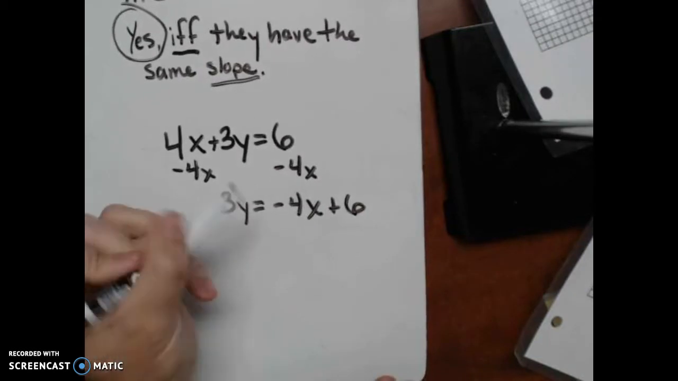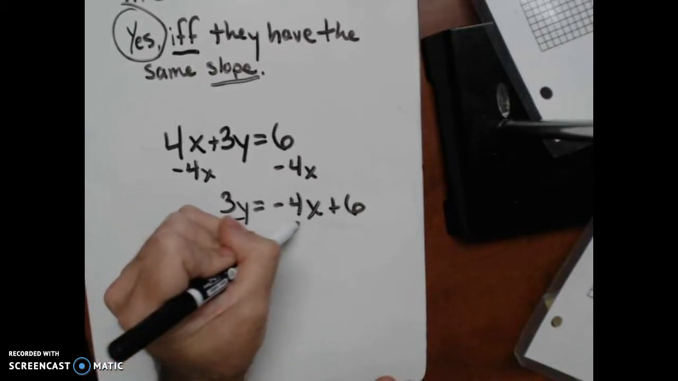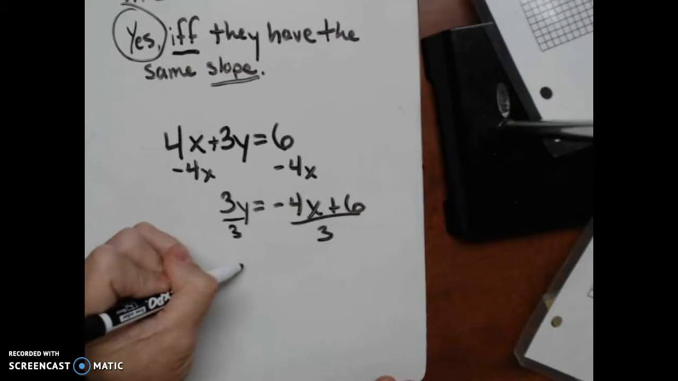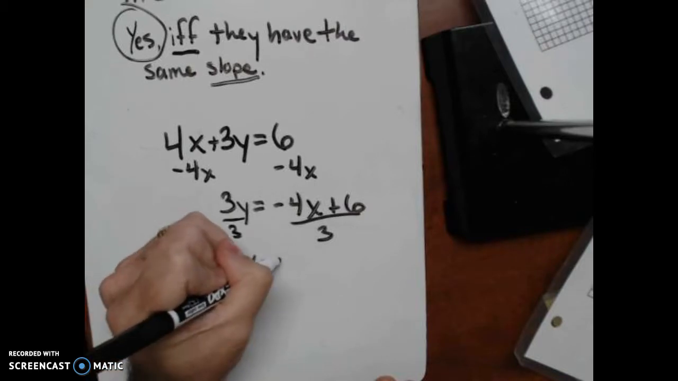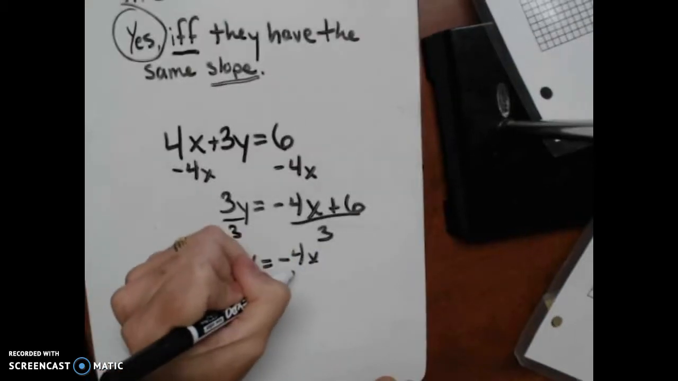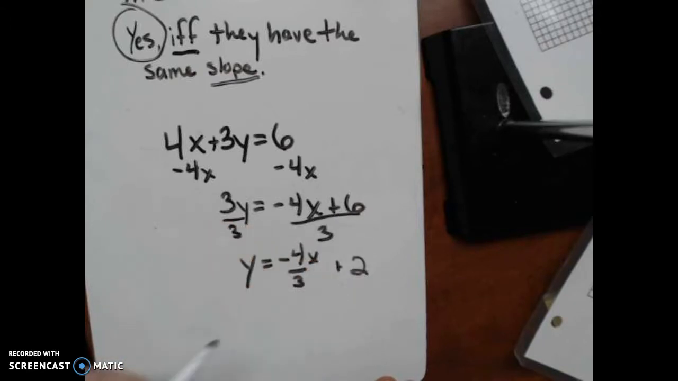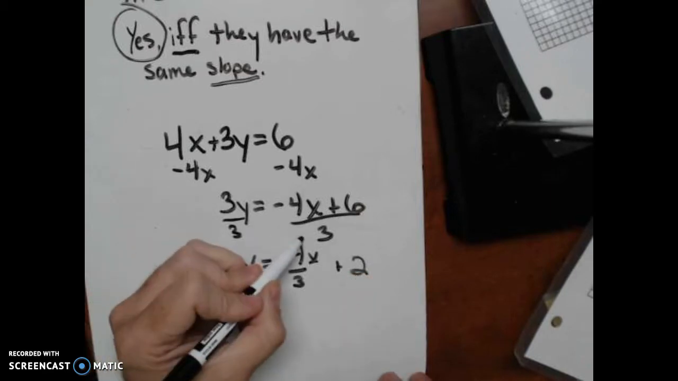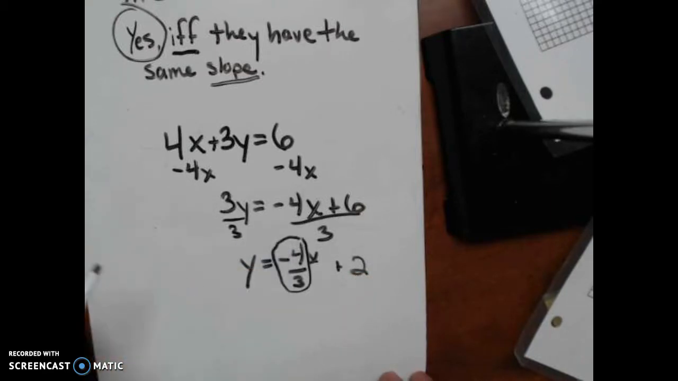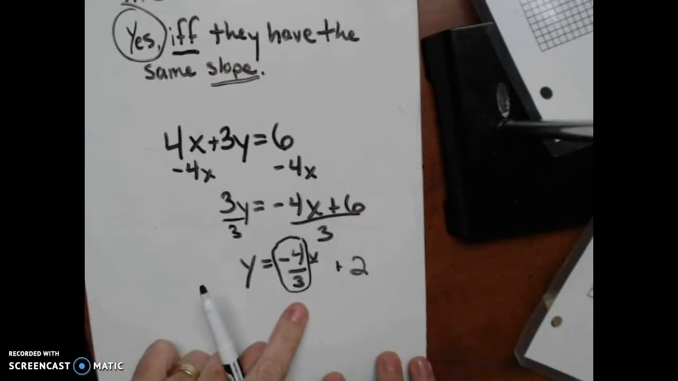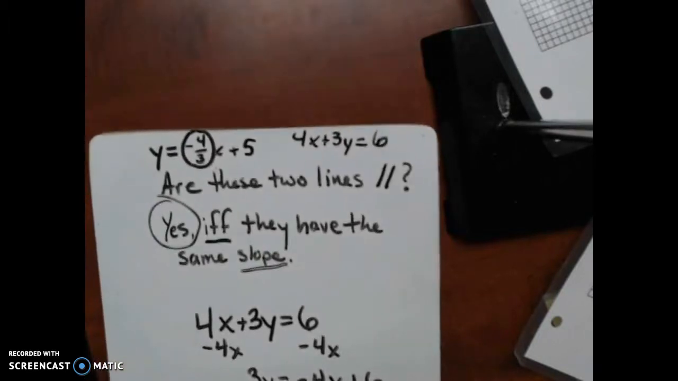And then we're going to go ahead and divide everything by 3. And I think you can see where this is going. We have negative 4x over 3 and 6 over 3, which is 2. We don't care about the plus 2. We care about the slope. This is the thing that determines if these two lines are parallel. Negative 4/3 x plus 2 and negative 4/3 x plus 5.